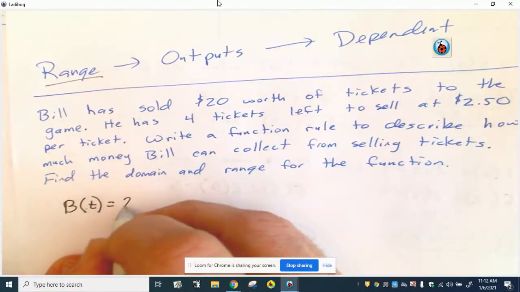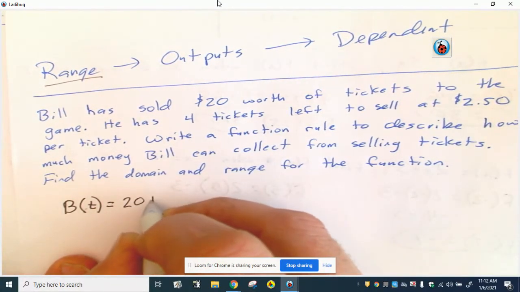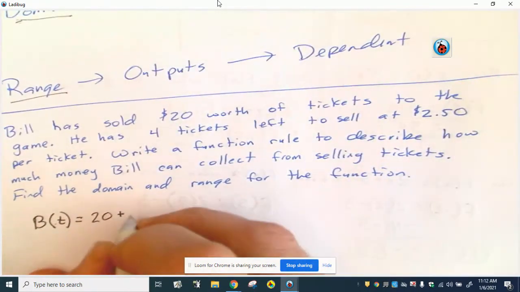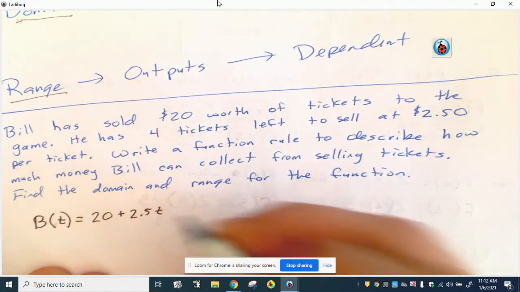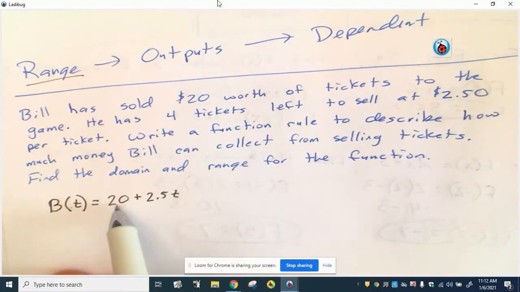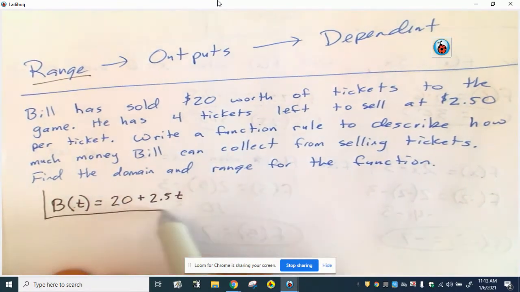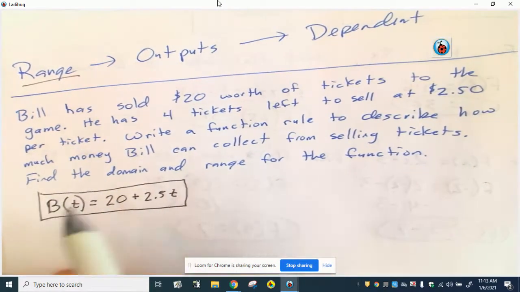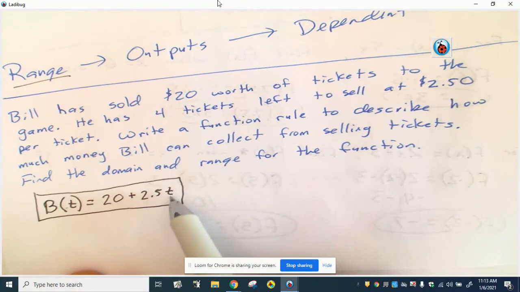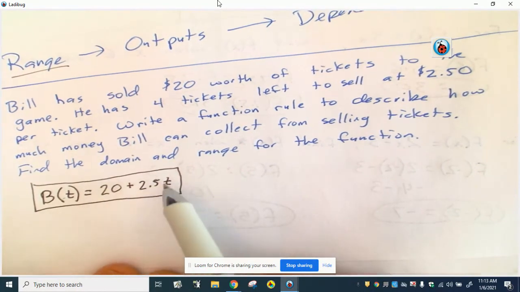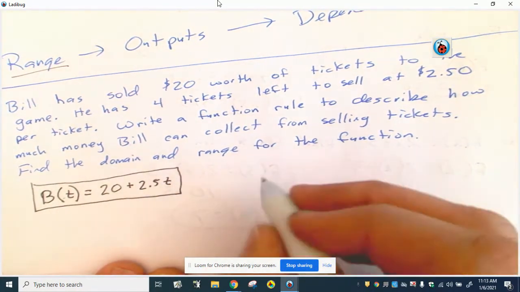Well, he already has $20, right? Plus $2.50 per ticket, right? So he has $20 already, and he's going to add $2.50 per ticket he sells. So this is our function rule. Okay. Now, what's the input? Well, what are the variables that he could plug in? Well, how many tickets could he sell?